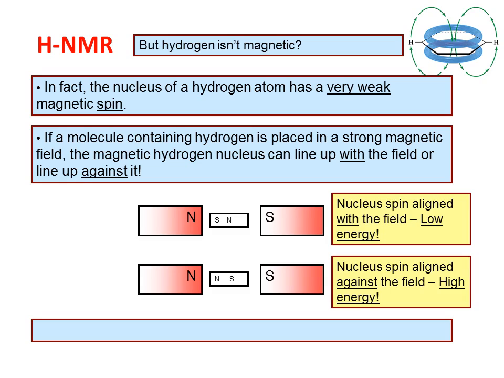Hydrogen isn't magnetic, but in fact the nucleus of the hydrogen atom has a very weak magnetic spin. If a molecule containing hydrogen is placed in a strong magnetic field, the magnetic hydrogen nucleus can line up with the field or line up against it, as shown in the following. First, nucleus spin aligned with the field. This nucleus is characterized by low energy, while below, nucleus spin aligned against the field has high energy.